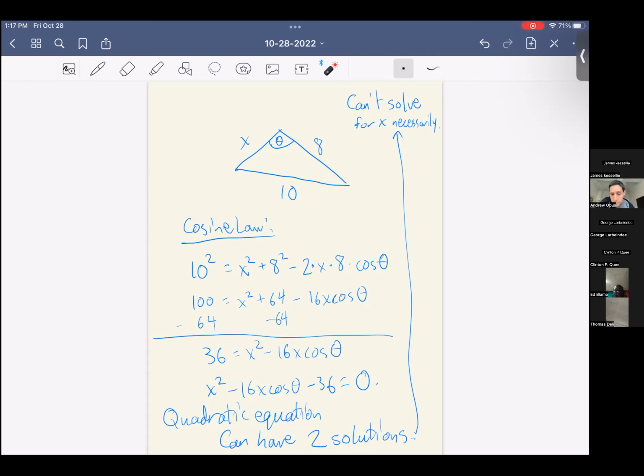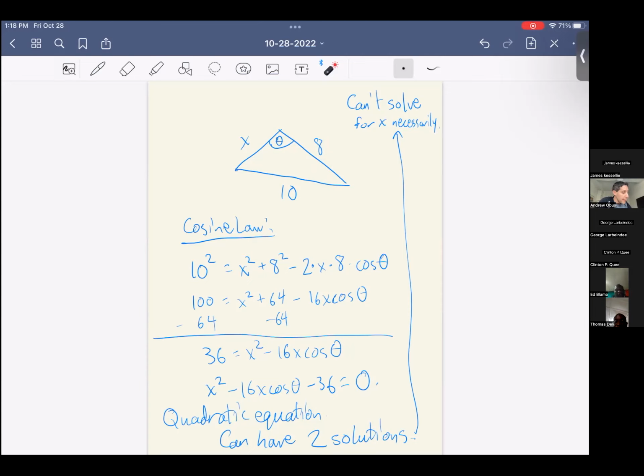Yeah, Clinton? Just a quick comment. Can we say that the cosine law can only be used on triangles where we have 3 sides, or sides, angle, side? Well, again, in this case, we have side, side, angle, right? And so the cosine law can still sometimes be used. It's not side, angle, side.